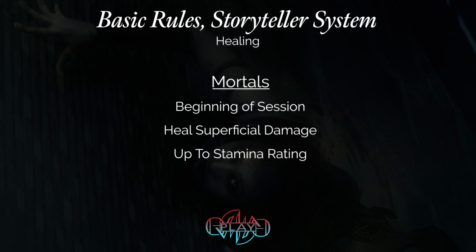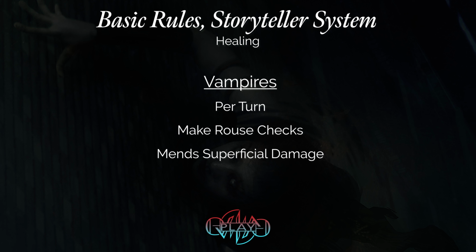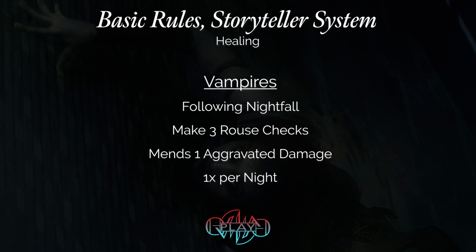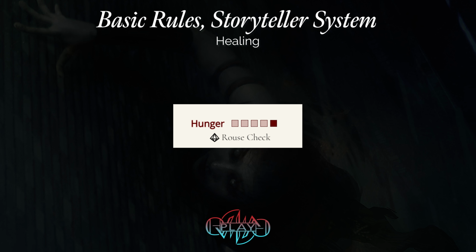Well, at the beginning of a session, mortals can remove a number of superficial damage up to their stamina rating from their health tracker. Vampires may make a rouse check per turn to mend superficial damage, depending on their blood potency. To mend aggravated damage, the vampire must wait till the following nightfall, then make 3 rouse checks in addition to the standard rouse check upon rising. This removes 1 point of aggravated damage as well as a crippling injury. Only 1 point of aggravated damage may be mended per night. If your hunger rises above 5 due to the rouse check, the vampire will fall into torpor.